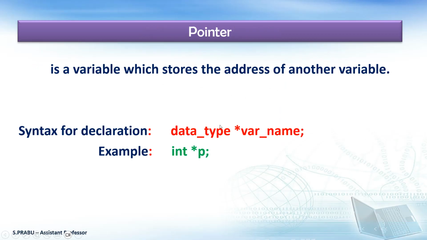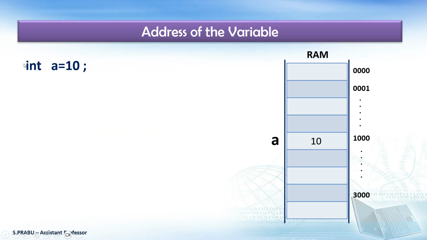And this is the syntax for creating pointers. Data type, asterisk symbol and variable name. This is the example. Integer asterisk, variable name is p. So this variable can hold only an address. Let's see this example. Integer a equal to 10. a is assigned somewhere in random access memory. Its address is 1000. Its value is 10. Then I create another variable called pointer variable.